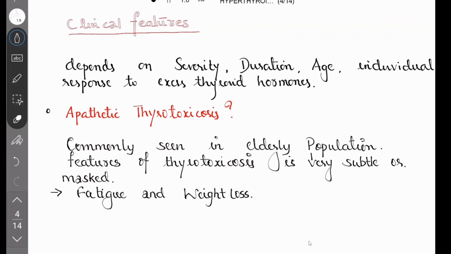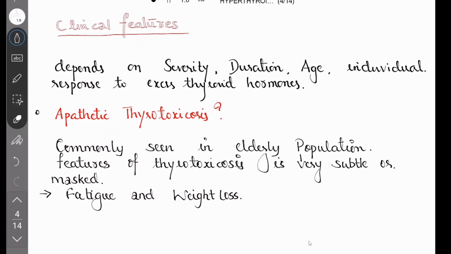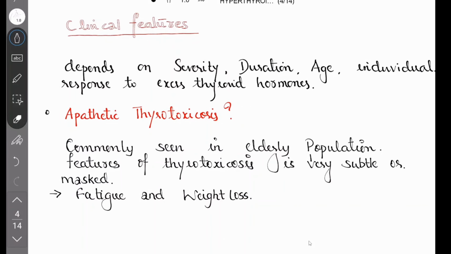Next, the clinical features of thyrotoxicosis, or Graves' disease, depend on the severity, duration, age, and individual response to excess thyroid hormone. Apathetic thyrotoxicosis is commonly seen in the elderly population. The features of thyrotoxicosis are very subtle, or they may be masked. The patient will have only some weight loss and fatigue. The features will be masked or subtle.